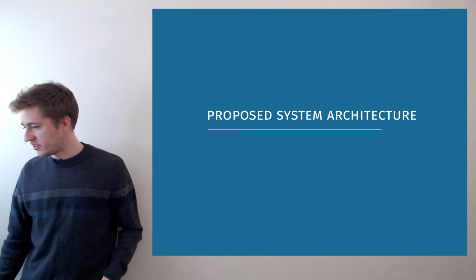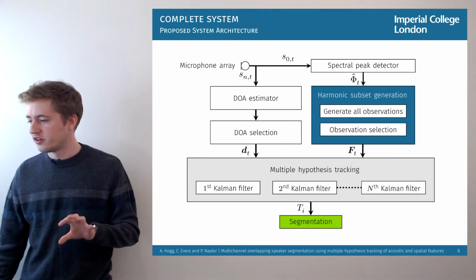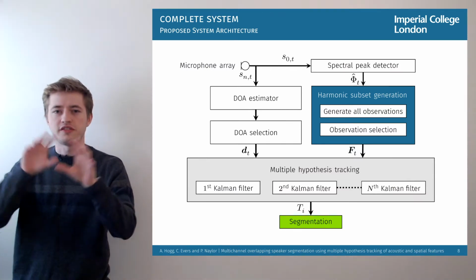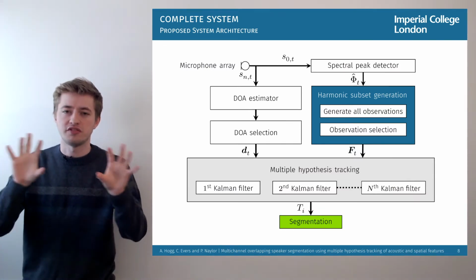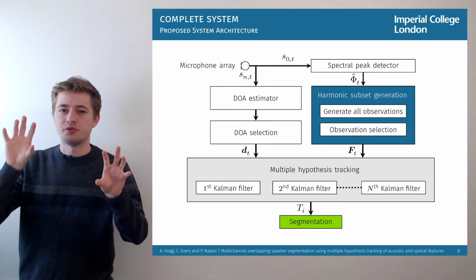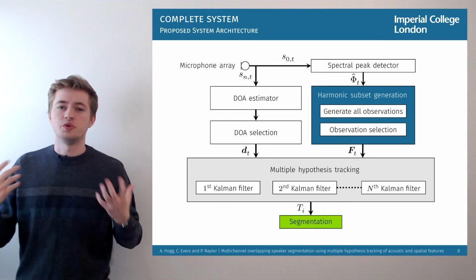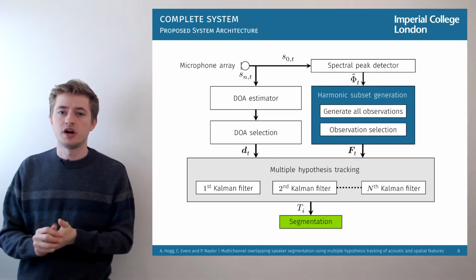So how do we track these speakers individually? Well, we first need to start off by formulating this. This is the proposed architecture, and as you can see, it has two components: the pitch, and the DOA. We start off by working out how we can track this using a Kalman filter.